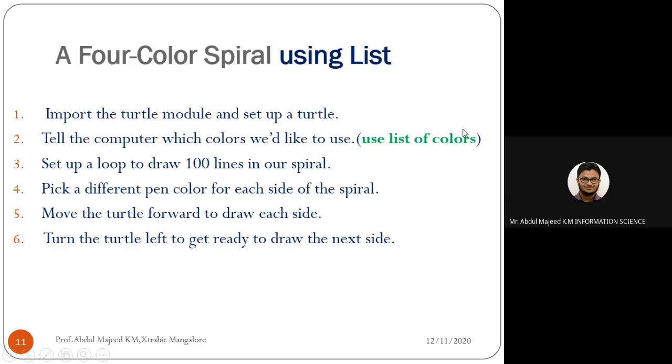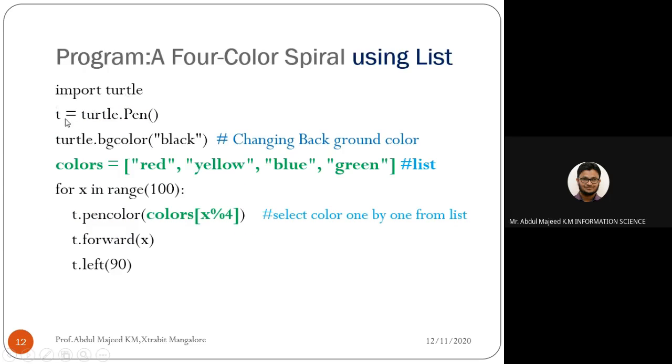So we are writing a program: import turtle. Then we are creating a pen, t = turtle.Pen(). Then we are changing the background. For that, you can use turtle.bgcolor('black'). I want to change the background of the window to black color. By default, it will be white. So if you write like this, the background will be black. turtle.bgcolor is used to set the background color of turtle graphics.